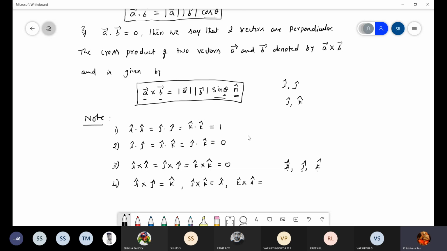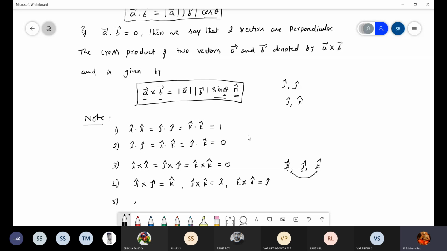In the cross product, it is actually a vector. The cross product is a vector. It has both magnitude and direction. Direction is very important. So what is the answer of k cross i? k cross i is j. See why I'm telling this. For example, see the first one. One more note I will write: i cross j is k.